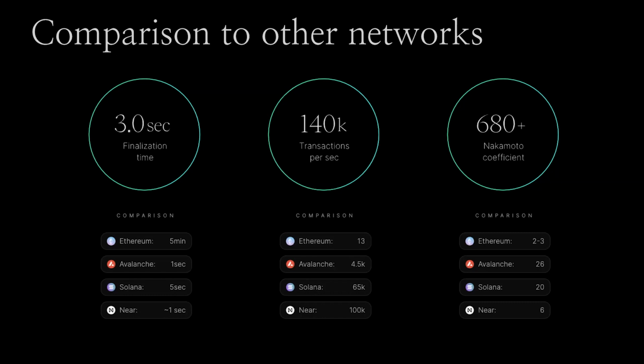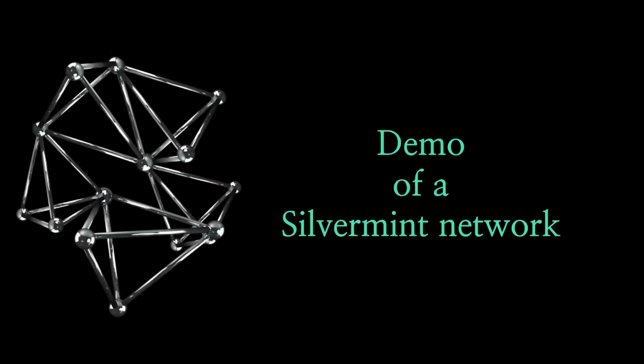We can do about 140,000 transactions a second, which is about 40% faster than the next fastest network. And our Nakamoto coefficient is almost 700, meaning in order to compromise the root shard, someone would have to compromise almost 700 nodes before they could begin to even reduce the bandwidth that was available for transactions. In order to actually take over an entire shard, it would take close to 1,500 nodes to be compromised.